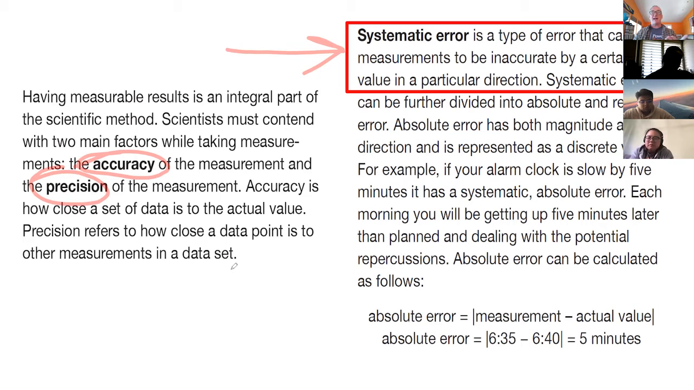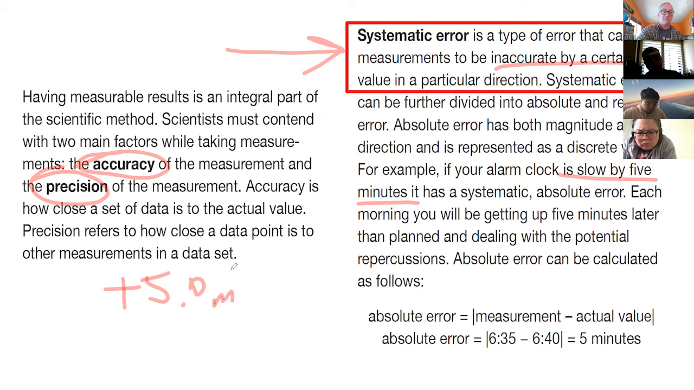So a systematic error is the type of error that causes measurements to be inaccurate in a certain way, the same every single day. The example they give here is an alarm clock. If your alarm clock is slow by 5 minutes, that is systematic. That can be dealt with, because if we know it's 5 minutes slow, then we know exactly how to correct that. We just add 5 minutes and now we have the correct time.